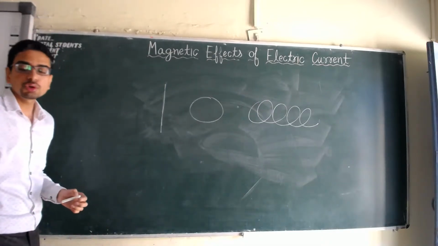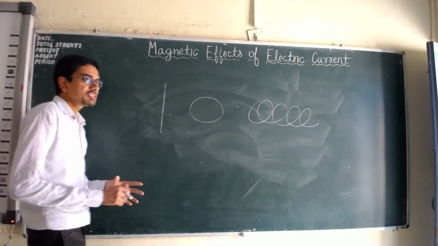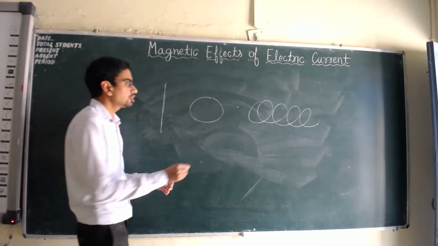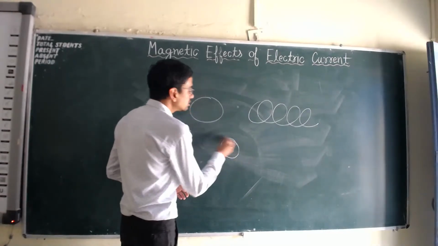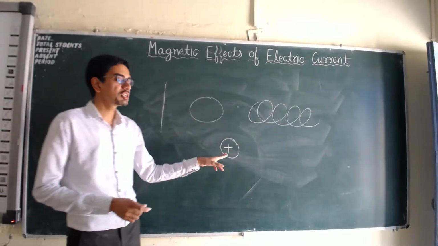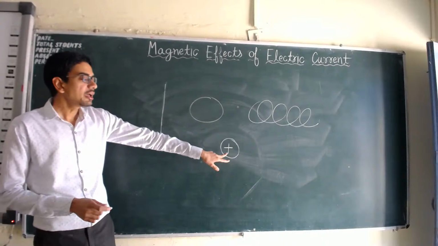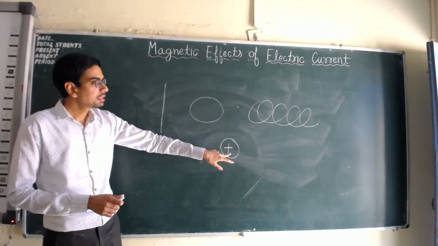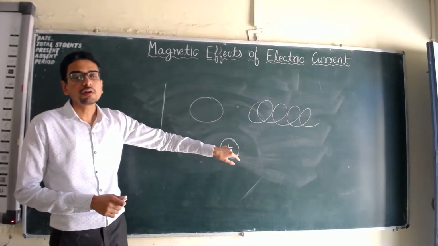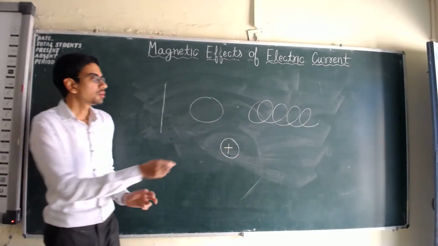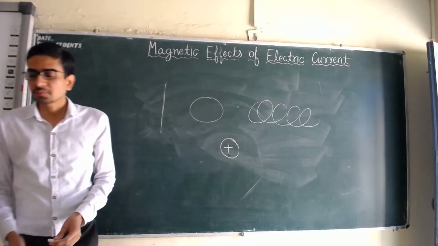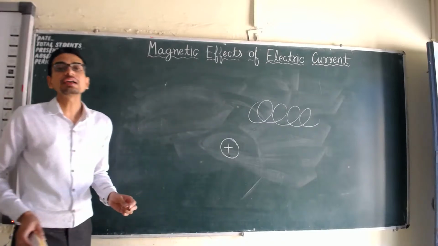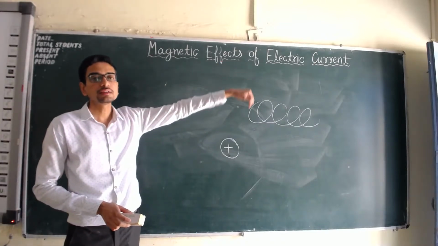So all kinds of current carrying conductor show some kind of magnetic behavior. But I am asking one question. There is a charge, a positive charge. Does it have any magnetic field? Yes or no? Please write down that if there is a positive or negative charge, will it have a magnetic field or not? Obviously not, because magnetic field होता है सिर्फ करंट का, ना कि चार्ज का.